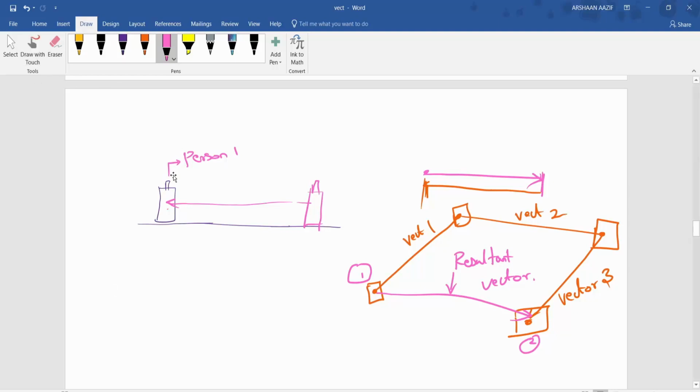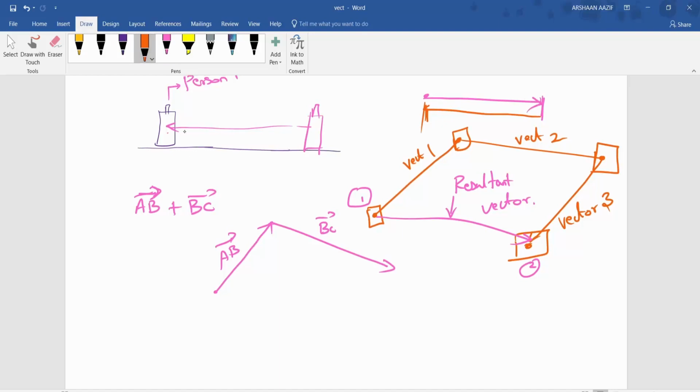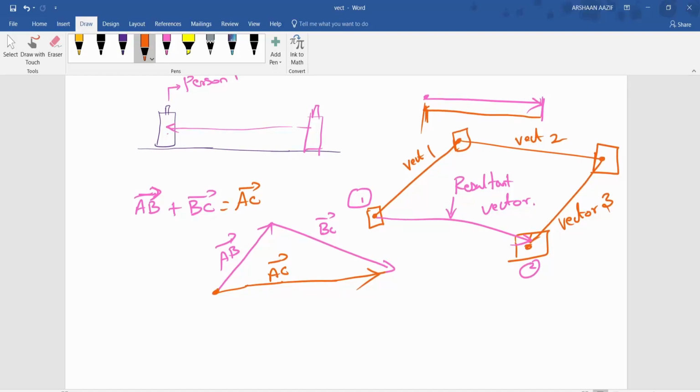So how will we add them? For example, let me take the AB vector. This is how we represent a vector AB, and this denotes it is a vector, plus the BC vector, right? If this is the AB vector and this is the BC vector, then my resultant is technically this AC vector. So you can just draw it pictorially and find it. So this is the addition of vectors.